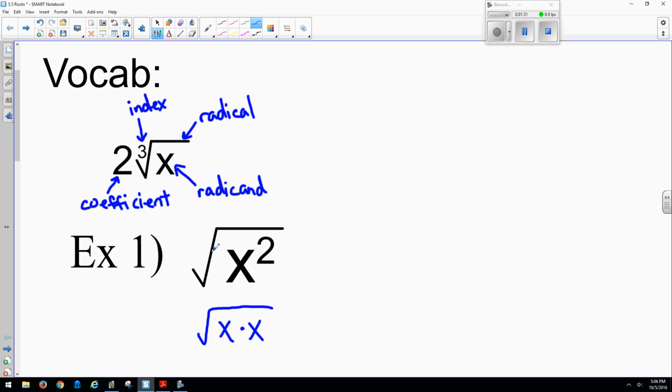And so this procedure that I'm going to be talking about, it really has to do with the index. Since the index is 2, we're going to look for pairs of 2. And if you find a pair of 2, which there are, we're going to bring one of those outside of the radical. And that's what winds up being the answer. So the square root of x squared is x.